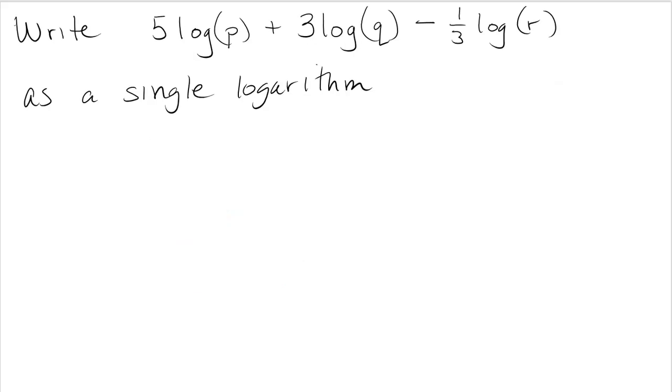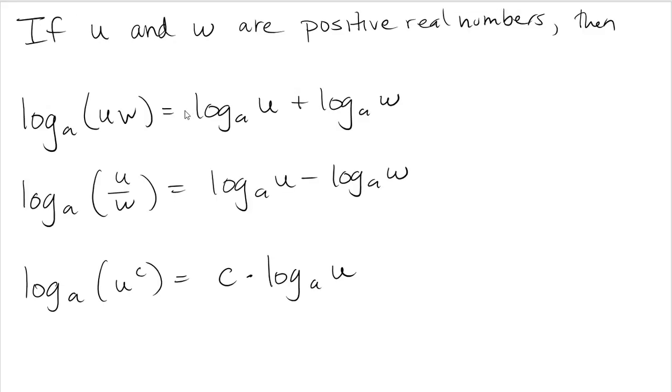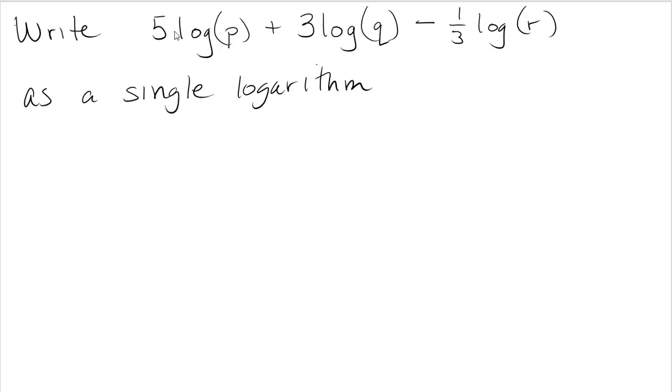Write 5 times the common log of p plus 3 times the common log of q minus 1/3 times the common log of r as a single logarithm. I see that these first two terms are added, and your instinct might be to multiply the inputs, but I want to show you something about the rule. Notice that in our rule for consolidation, there are no coefficients in front of the logarithms. Well, there are, but they're implied ones. There's certainly not a 5 and a 3 like you see here.